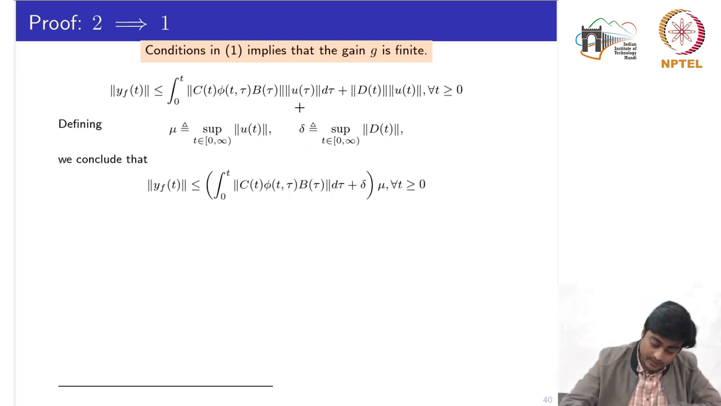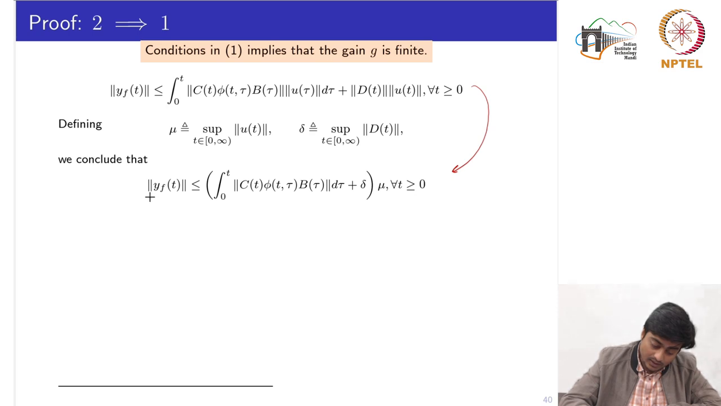Now let's define two scalars, mu and delta. This mu is given by the supremum over t belonging to 0 to infinity of the norm of the signal u of t, and delta as the supremum of the norm of the d of t for all t greater than or equal to 0. So by defining these two scalars mu and delta, we can rewrite this equation like this.